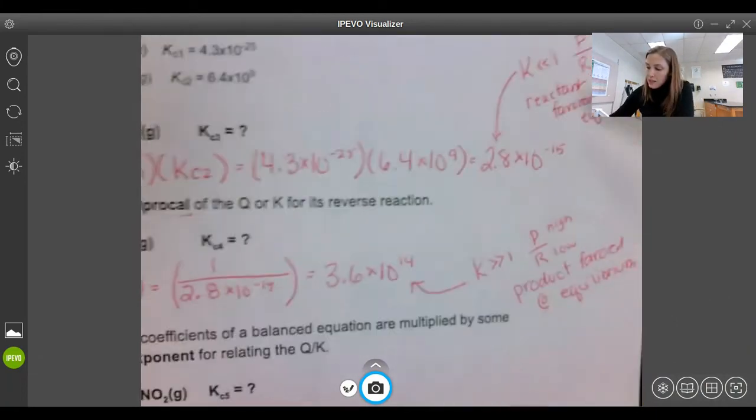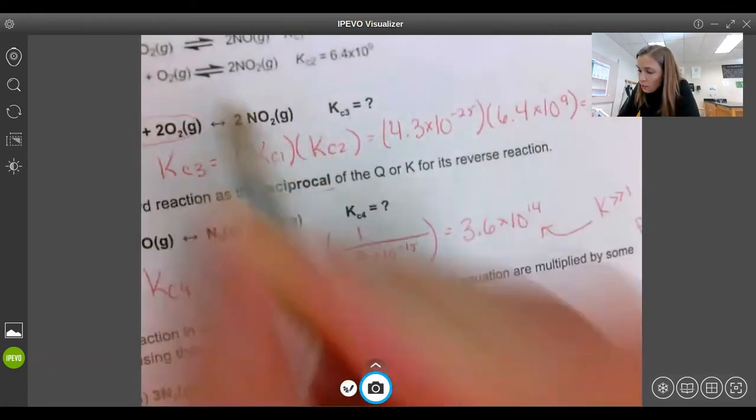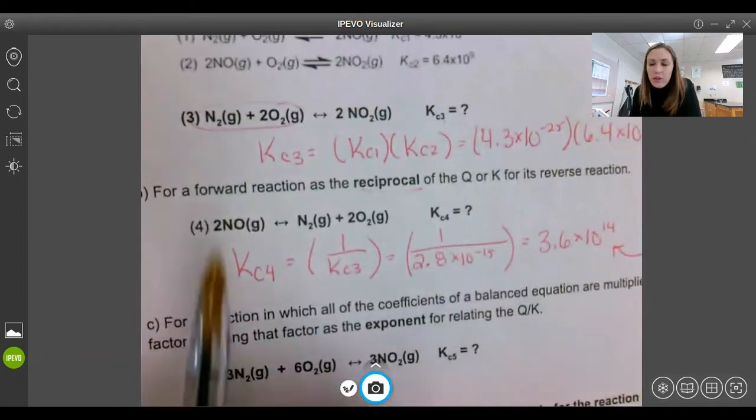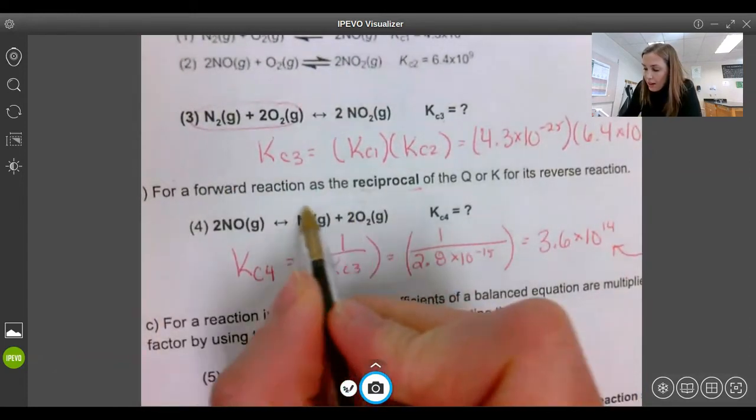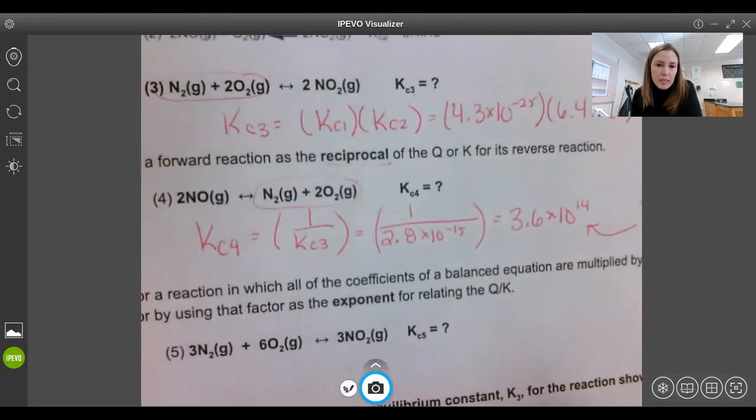And this relationship between these two should make sense. This was reactant favored up here, meaning we would have more of those reactants in our third equation, which would make sense then that when I flip it, it's now product favored based on the K value. So just something to keep in mind.